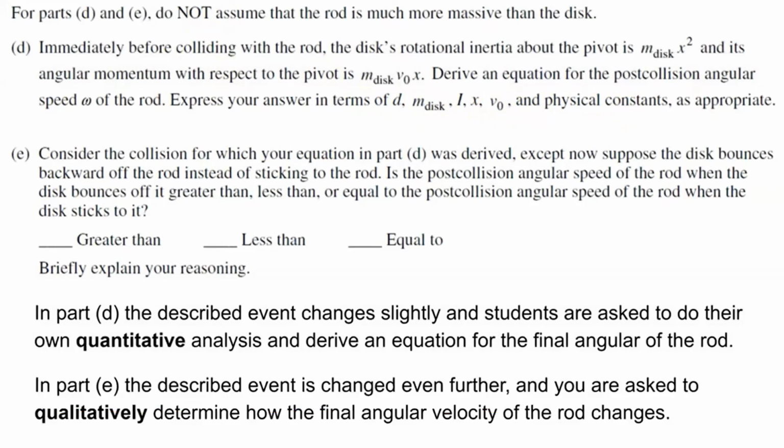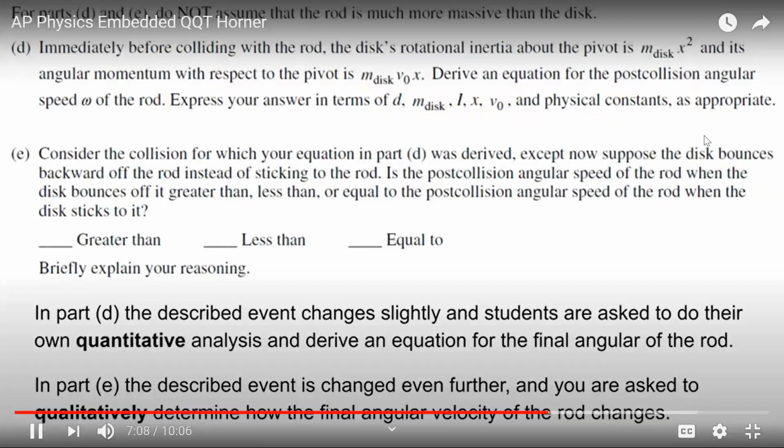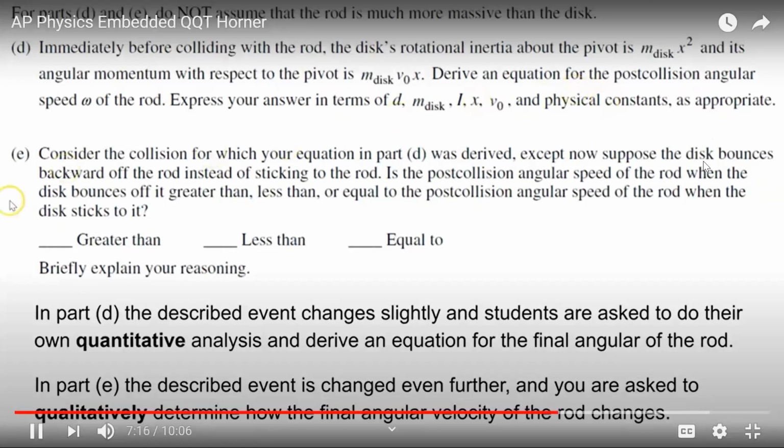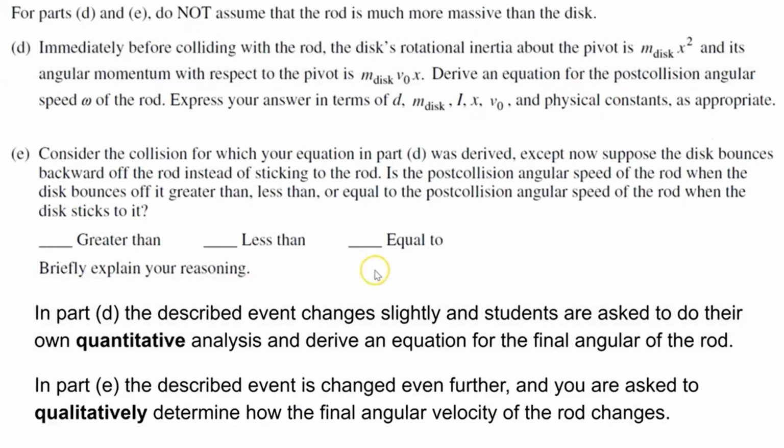In part E, the described event is changed even further, and students are asked to qualitatively determine how the final angular velocity of the rod changes. And again, it does ask them to briefly explain the reason. So that is an excellent example of a 12-point QQT, whether it's qualitative-quantitative or quantitative-qualitative translation.